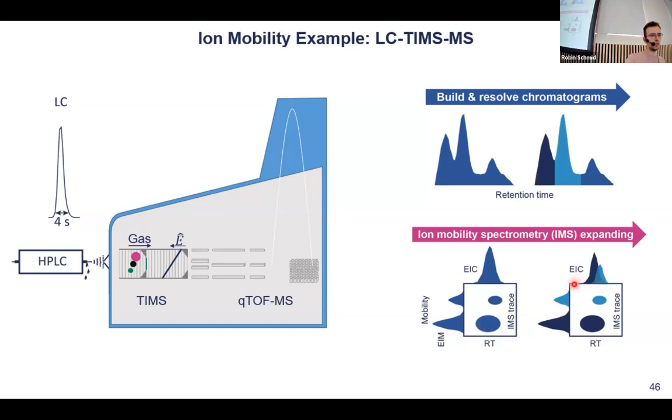And in MZmine, we implemented it so that we can not only resolve features in the retention time dimension, which is on the x-axis, but we can also afterwards separate the features in the mobility dimension. So every feature has multiple dimensions, and we can resolve all of those isomers.